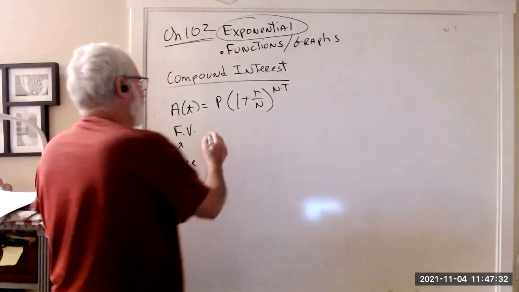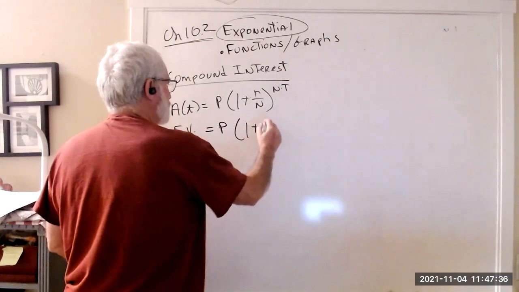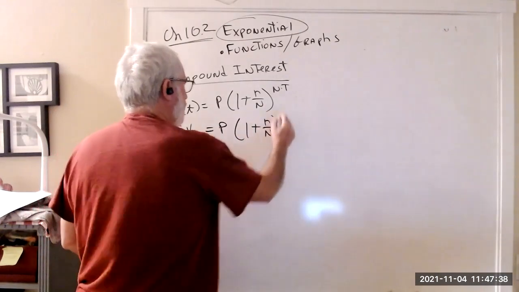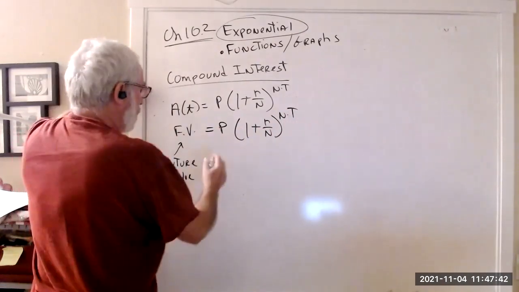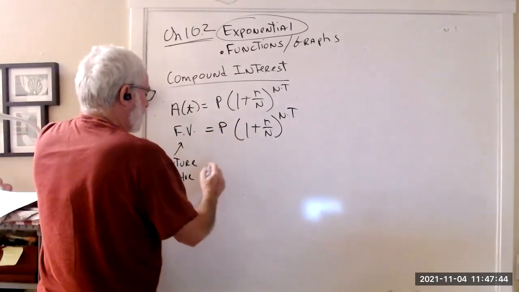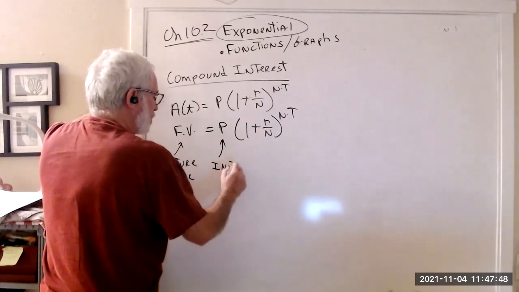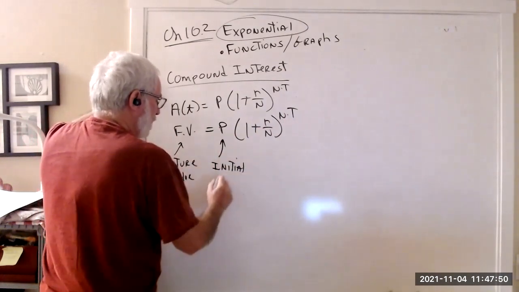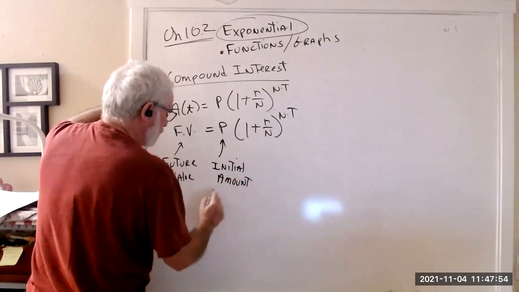So FV equals P times 1 plus R over N raised to the N times T. Now we need to talk. What is P? P is the initial amount, also known as the principal.